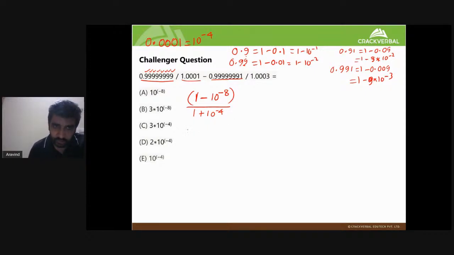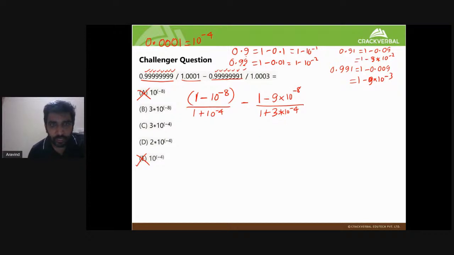I think at this stage, all of you are well placed to understand that 10 power minus 8 seems a very, very improbable answer for this particular question. It seems very simple. It looks very simple. So does answer option E, right? Now here you have 1 minus 9 into 10 power minus 8, because you have 8 digits again, divided by 1 plus 3 into 10 power minus 4.